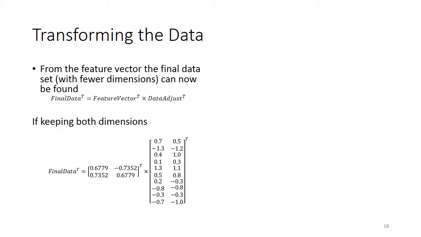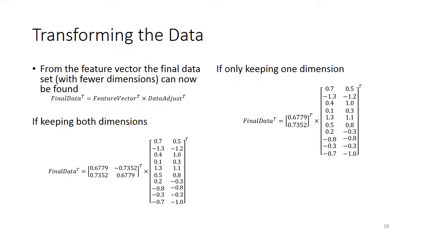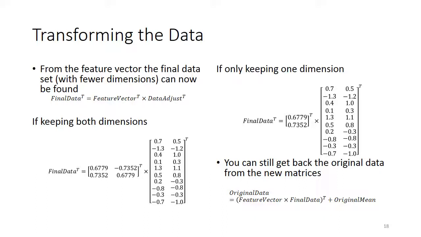And if we were keeping both dimensions, this is what it would look like, and if we were to just keep one, here's what it would look like. And so even after doing this, you can still get back your original data from these new matrices just by multiplying your feature vector and your final data set, and then adding your mean back to that later.